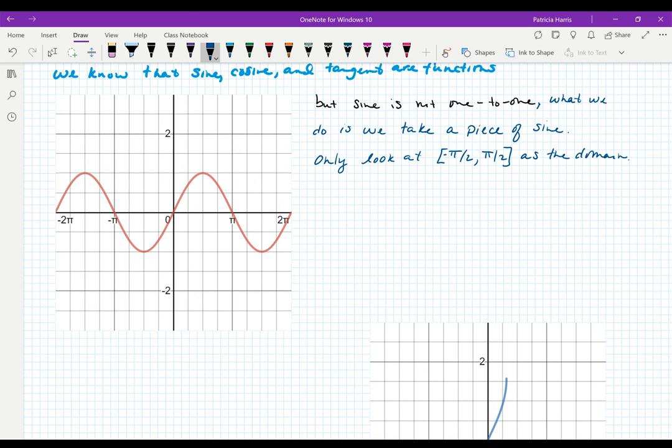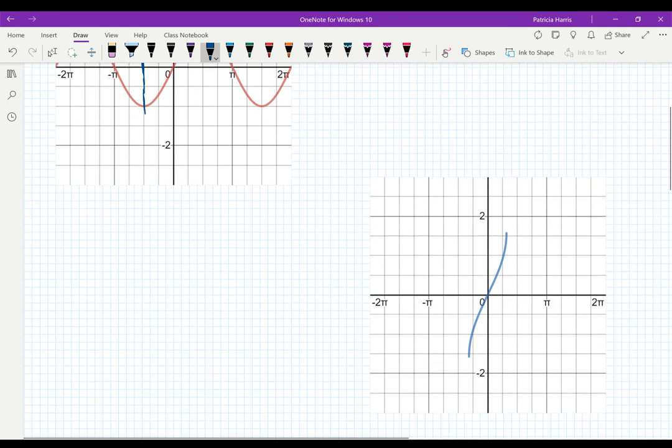So if I only look at this part right here, okay, that means my range is negative 1 to 1. Okay, now to find an inverse, if you recall, you switch the x and the y. So if I do that, if I take this graph and switch the x and the y on it, I get a graph that looks like this.